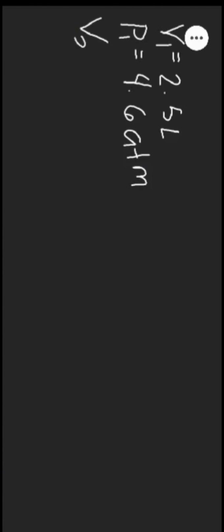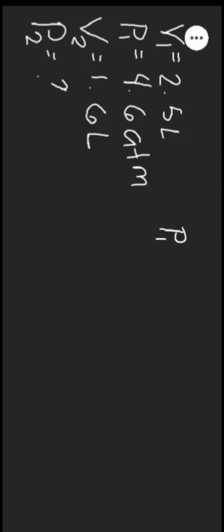Now, the volume is decreased to 1.6 liters. That's a new volume. And we're looking for the new pressure, or P sub 2. So all we need to do is use this equation: P sub 1 times V sub 1 is equal to P sub 2 times V sub 2.